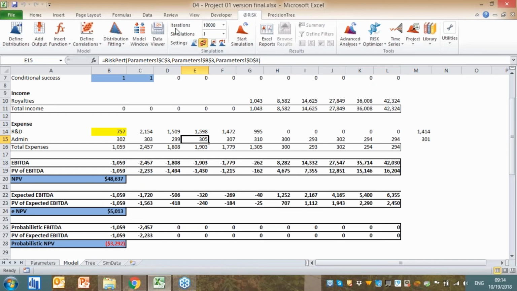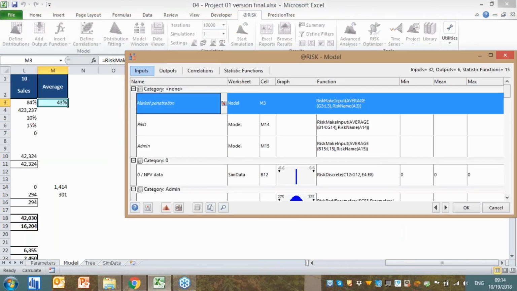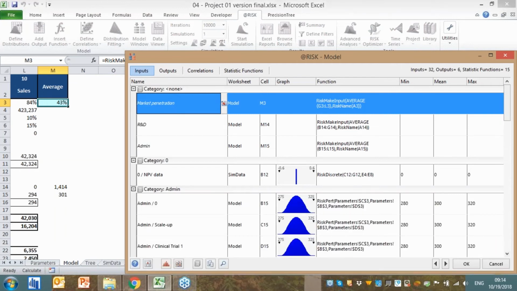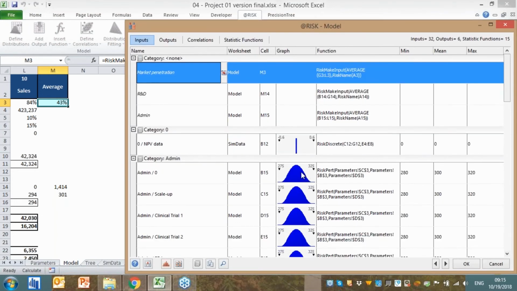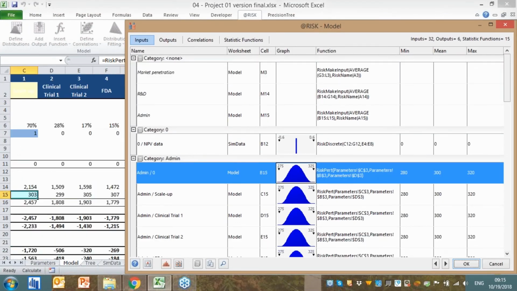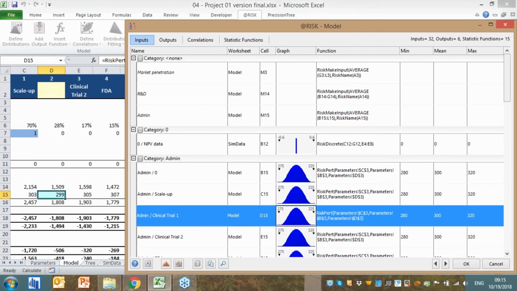By the way, at this point, I'd be able to, with the Model window button, see all the cells in my model. There are 32 cells that already carry a distribution function. In other words, they are not considered deterministically or fixed, but they are considered as a distribution curve on each one of them.